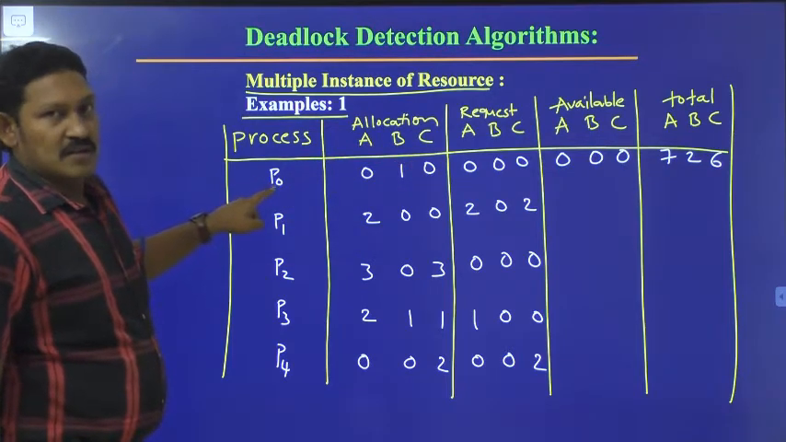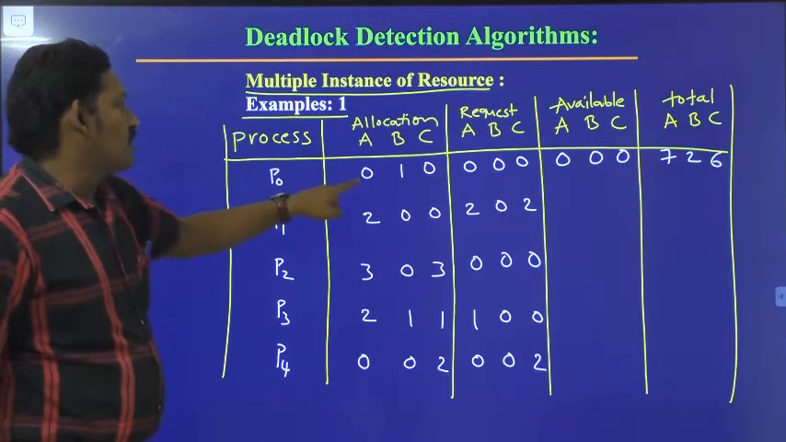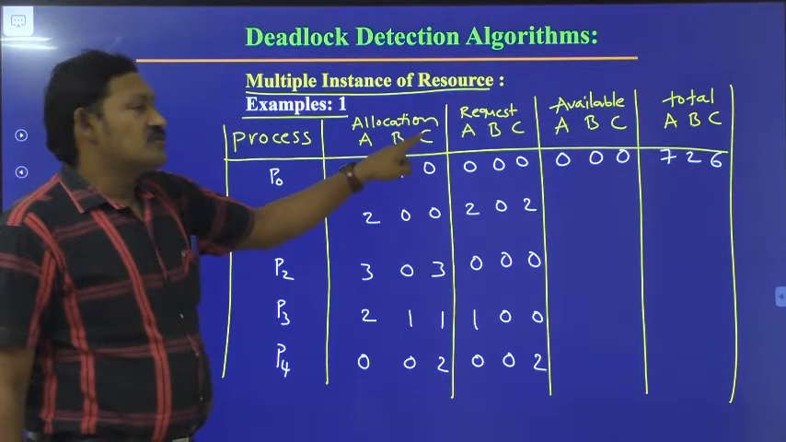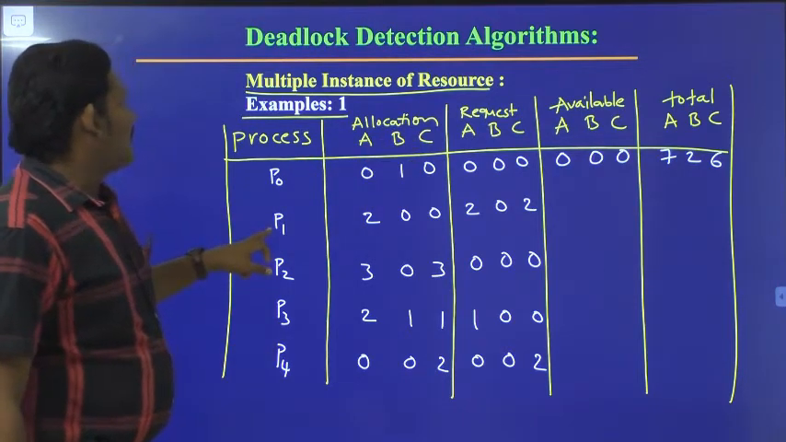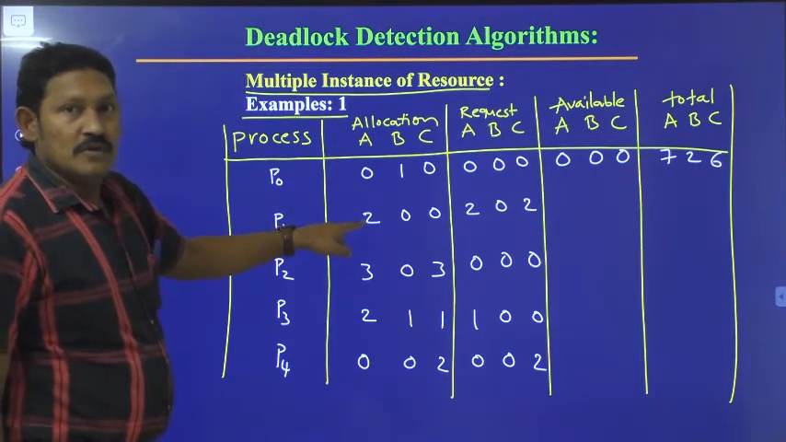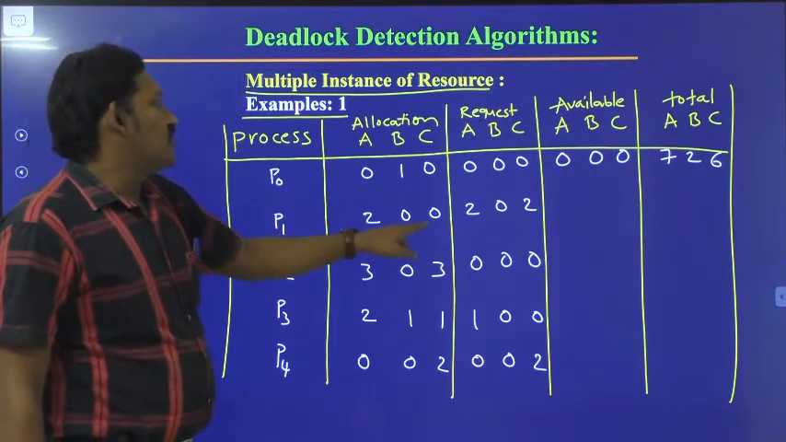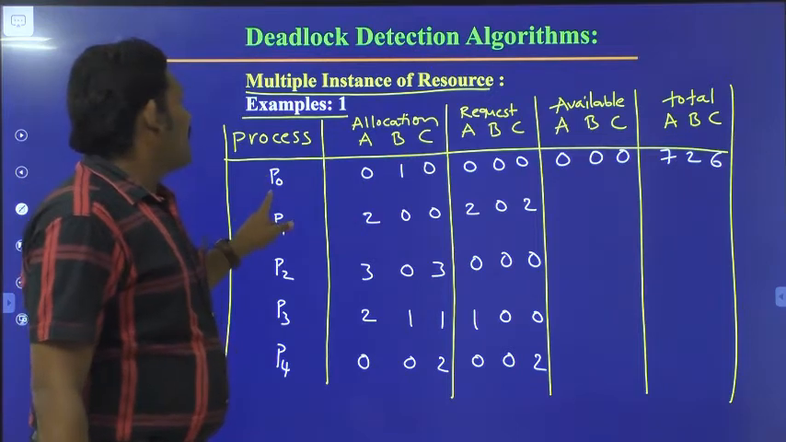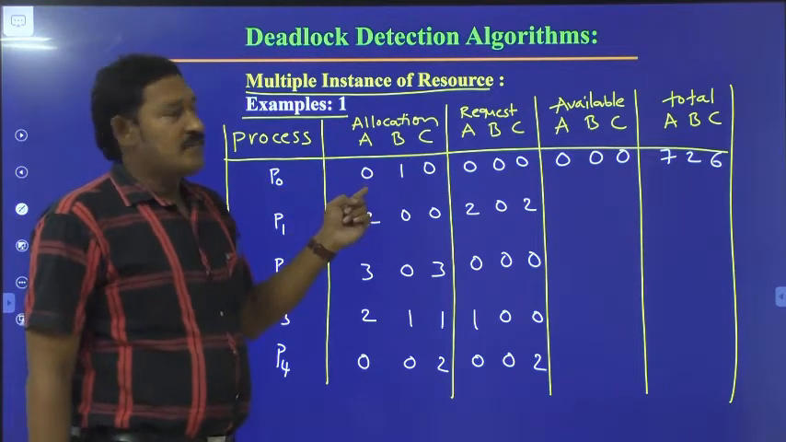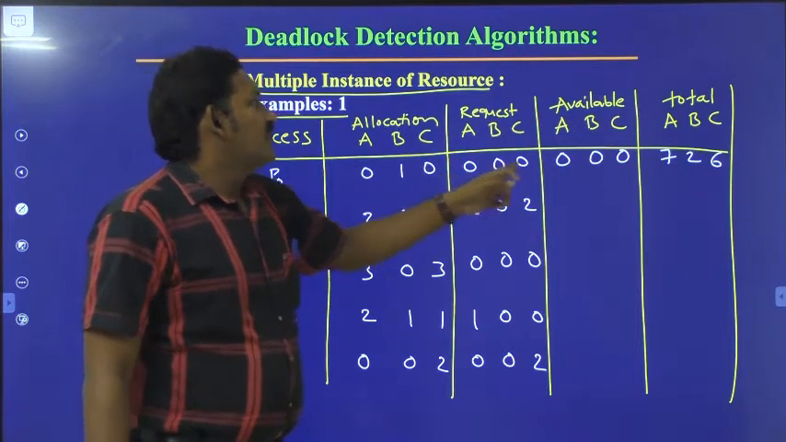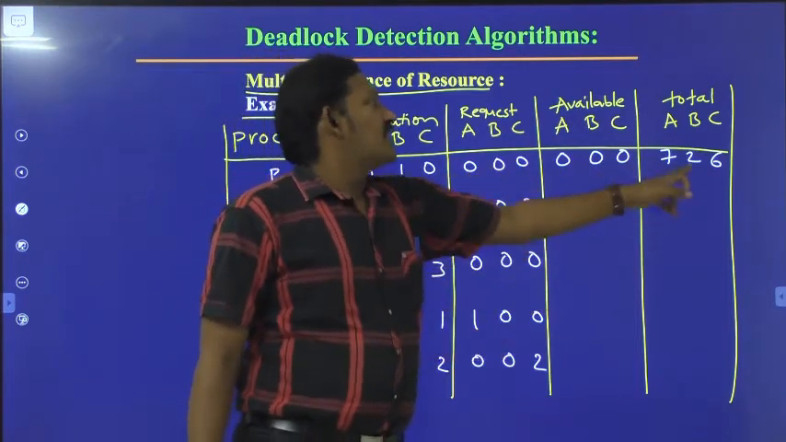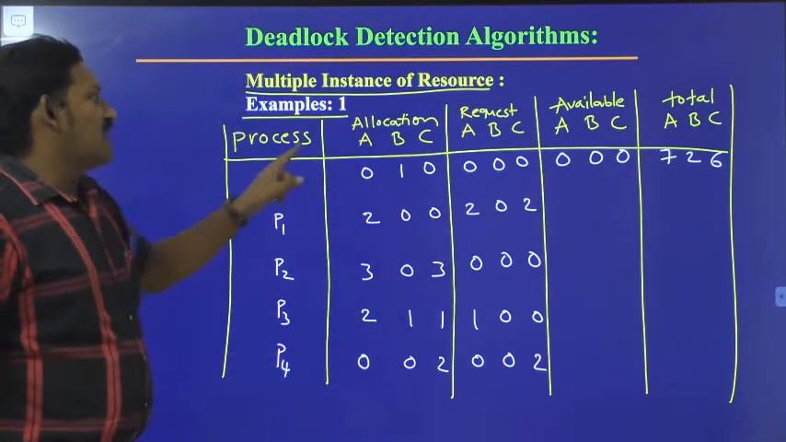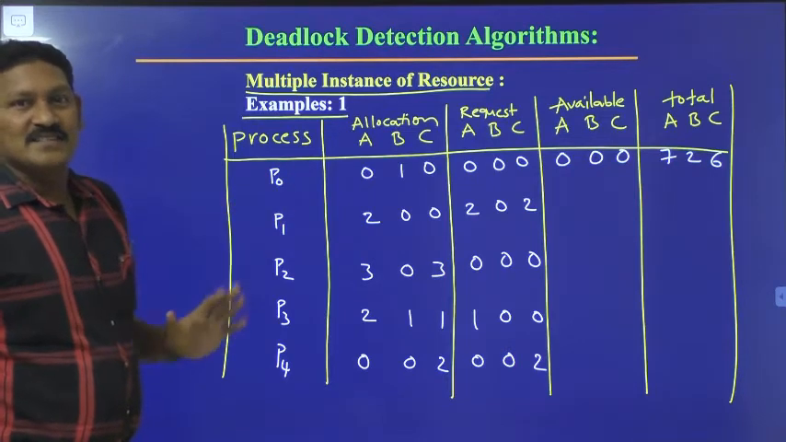The process P0 was allocated 0 resources of A, 1 B resource, 0 resources of C type. P1 is allocated 2 of resource A, 0 of resource B, 0 of resource C, like that. The request is what each process has requested, beyond what is allocated. These are the resources which are available. These are the total resources: resource A is 7, B is 2, C is 6.